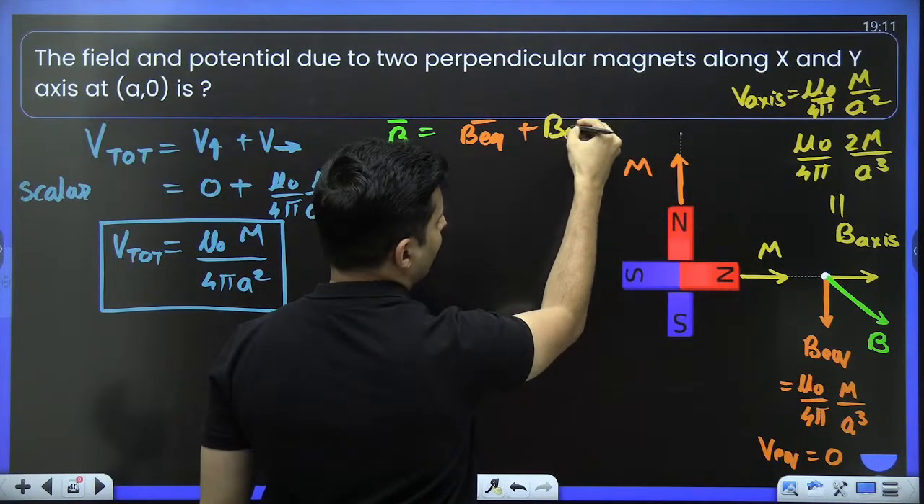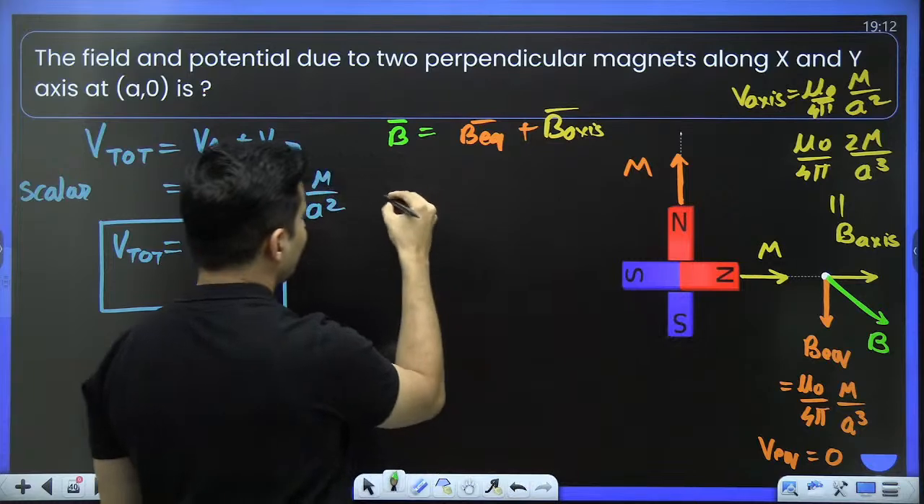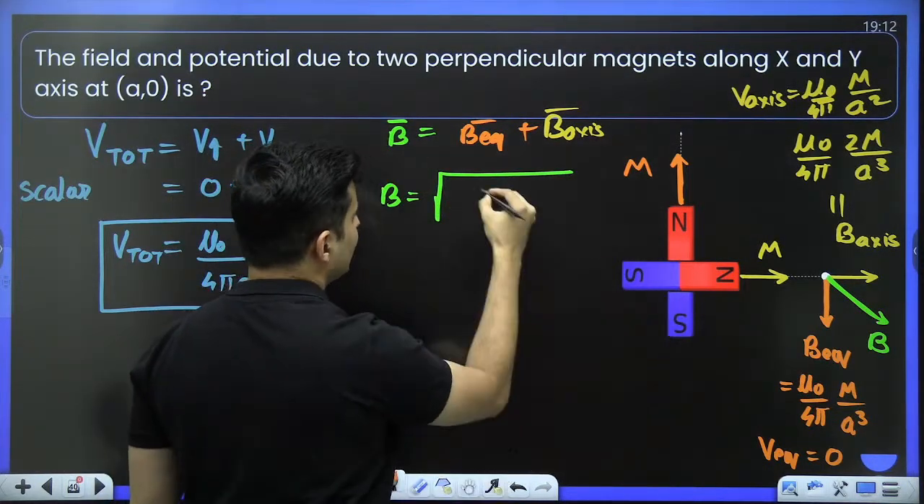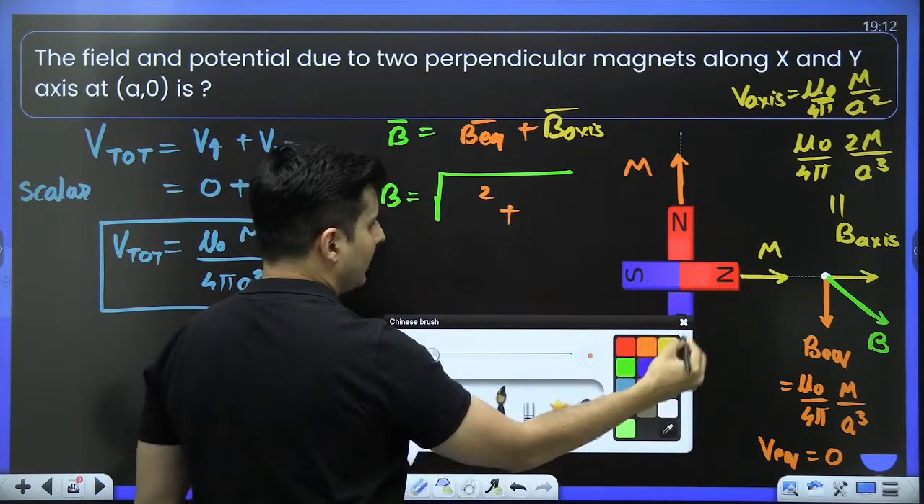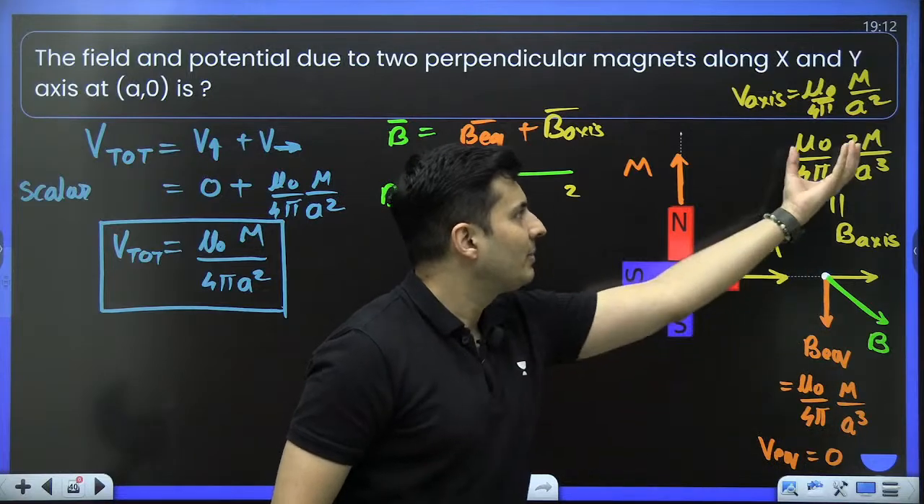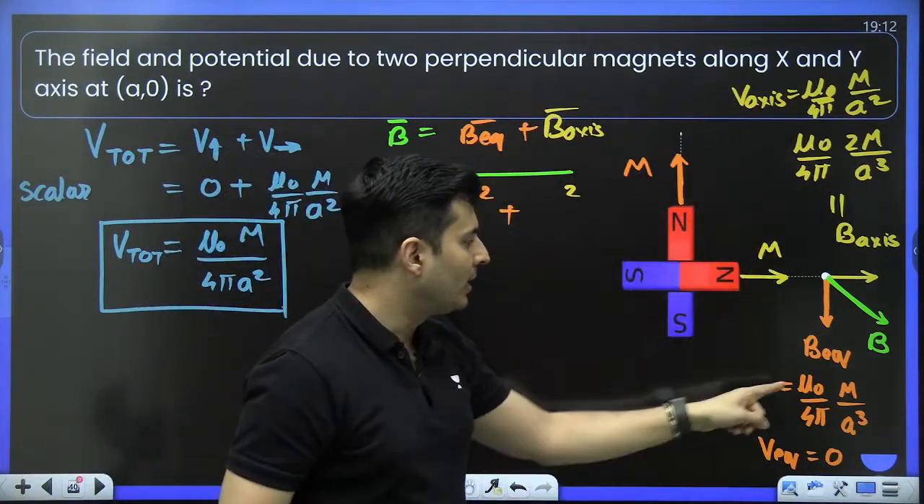Plus the second magnet. So magnitude wise, it will be nothing but this square plus the other guy's square, right? This quantity square plus this quantity square. Do you notice many things are common?